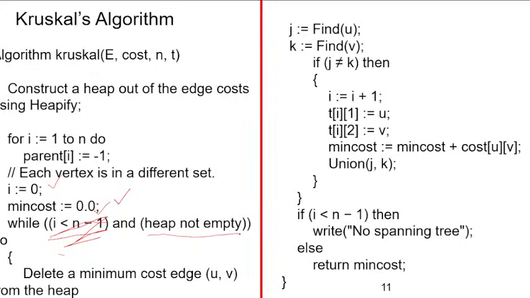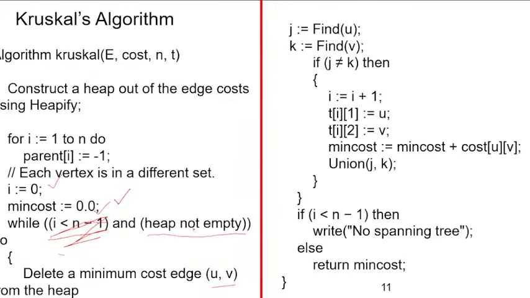In this heap, what will be there? The edges will be arranged in ascending order. So as long as there is an edge, you have to check whether it is the lowest or not. So for that, delete minimum cost. Initially we will find the minimum cost edge u comma v from the heap and reheapify using the adjust.